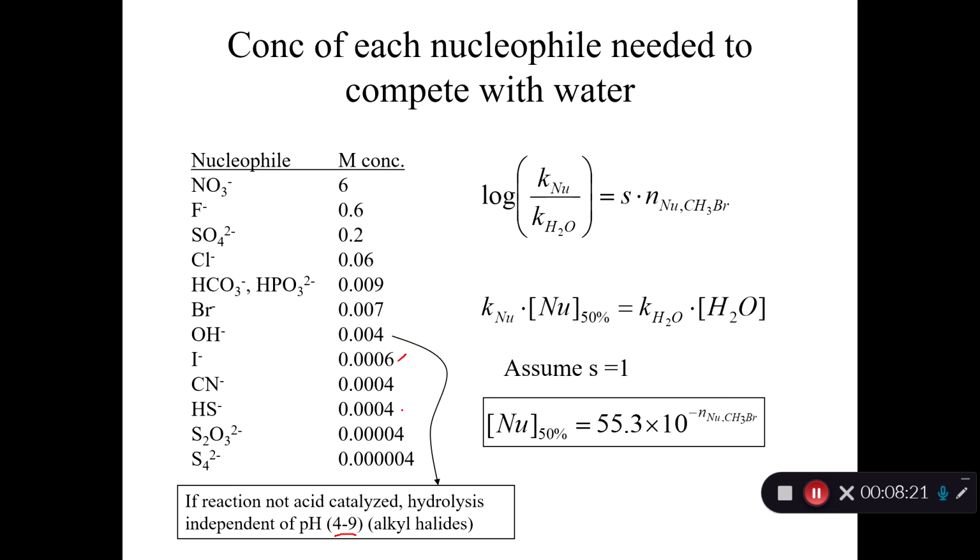And then for things, again, like hydrogen sulfide and thiosulfate, and this is a polysulfide. It's got 4 sulfur atoms in a row. These can definitely build up to reasonable concentrations in anaerobic systems where they're actually competing with water in terms of nucleophilic reactions.